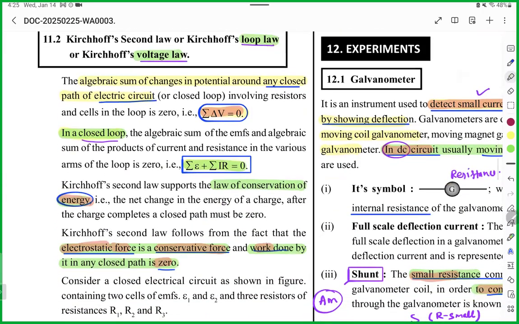Second law is also known as loop law or voltage law because in this case we use voltage. Why loop law? It always acts in a closed loop. It is applicable in a closed loop. Like at a junction net current was 0, same in a loop net voltage is 0. There is no change in voltage in a closed loop. That's all.